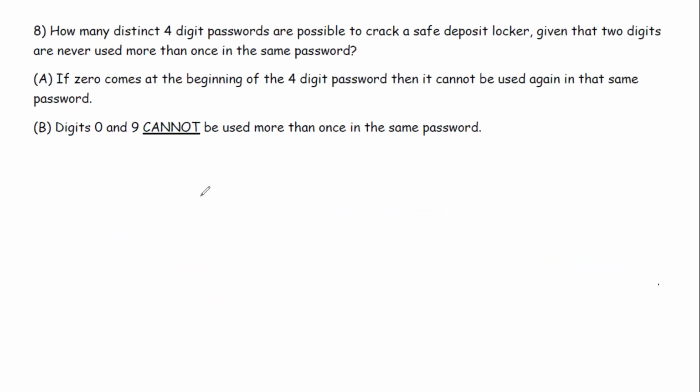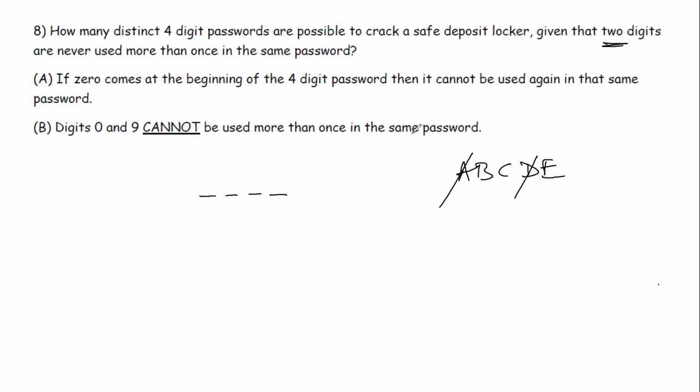How many four-digit passwords are possible to crack a safe deposit locker, given that the digits are never used more than once in the same password? Given that two digits are never used more than once in the same password. So A, B, C, D. If 0 comes at the beginning of the 4-digit password, then it cannot be used again in that same password. So with A, we're not getting the answer because there are 2 digits which are never used more than once.